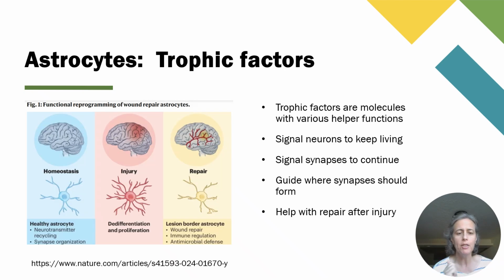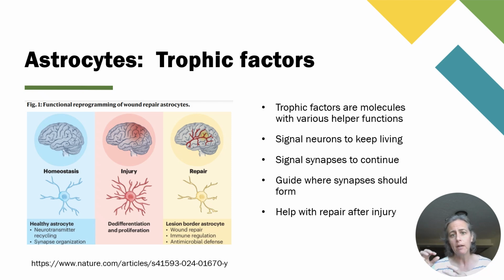All right, last big job of the astrocytes is trophic factors. Now, what are trophic factors? They're just things, molecules that are produced by the astrocytes. They can do various helper functions. They can encourage the surrounding neurons to do different things. So it can signal them to keep living, keep going, don't give up. It can signal synapses to continue.